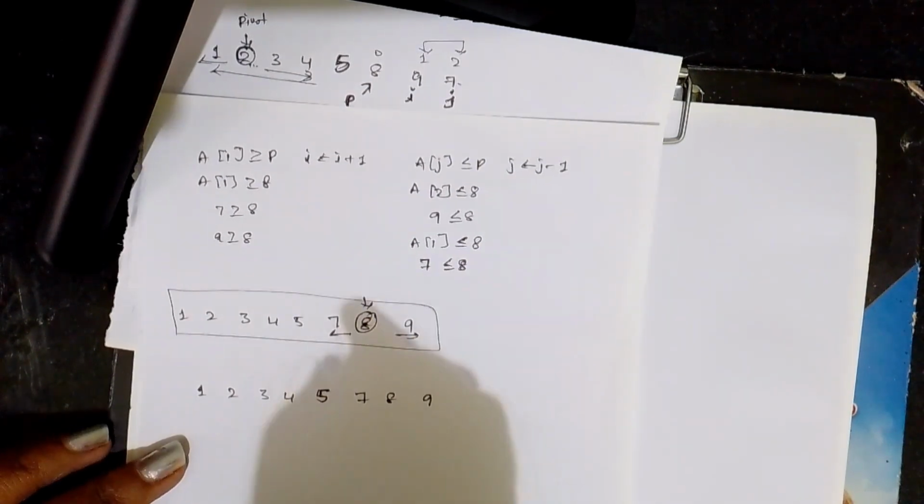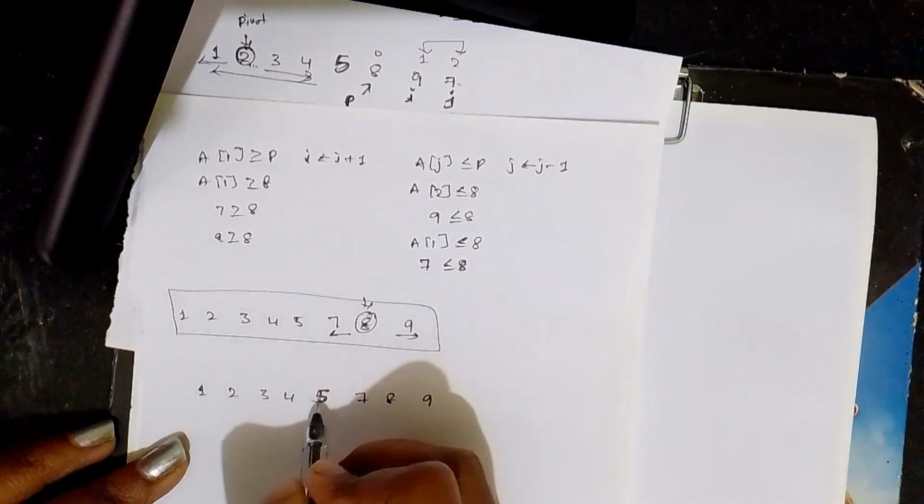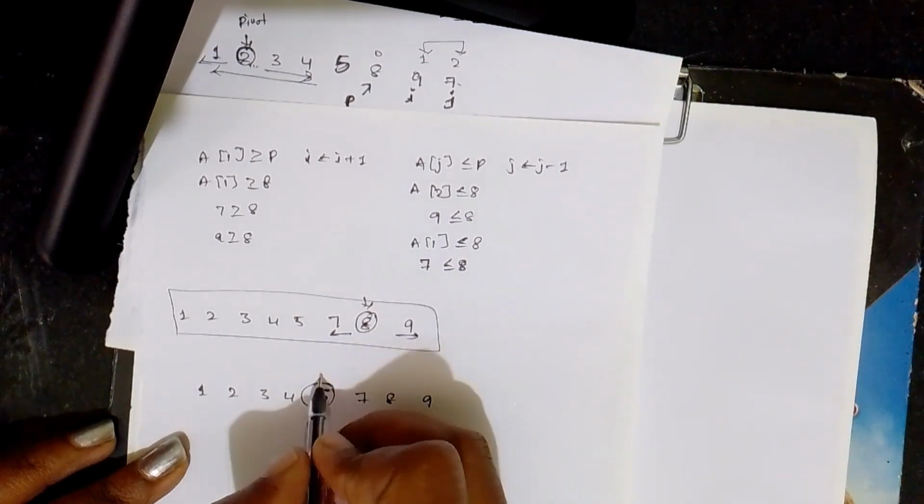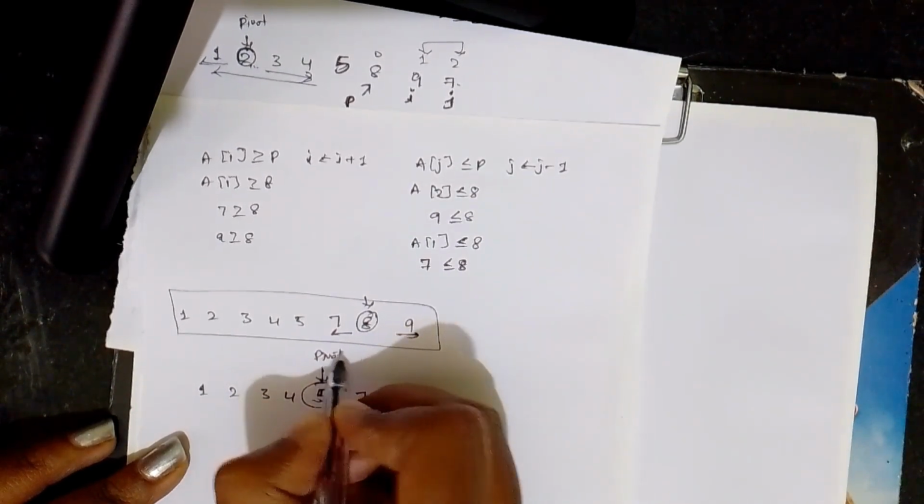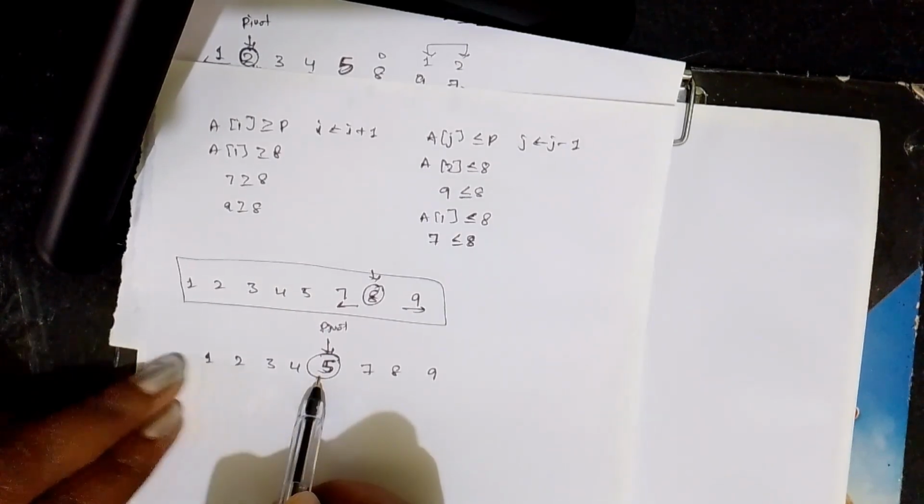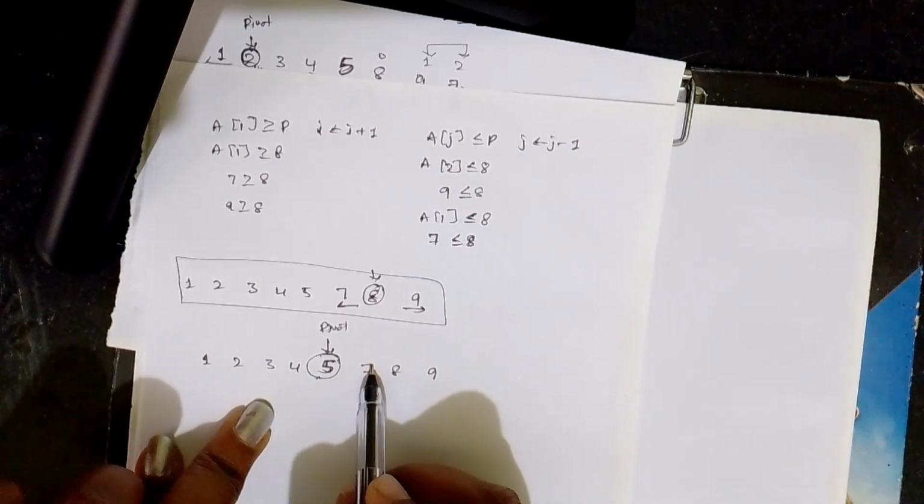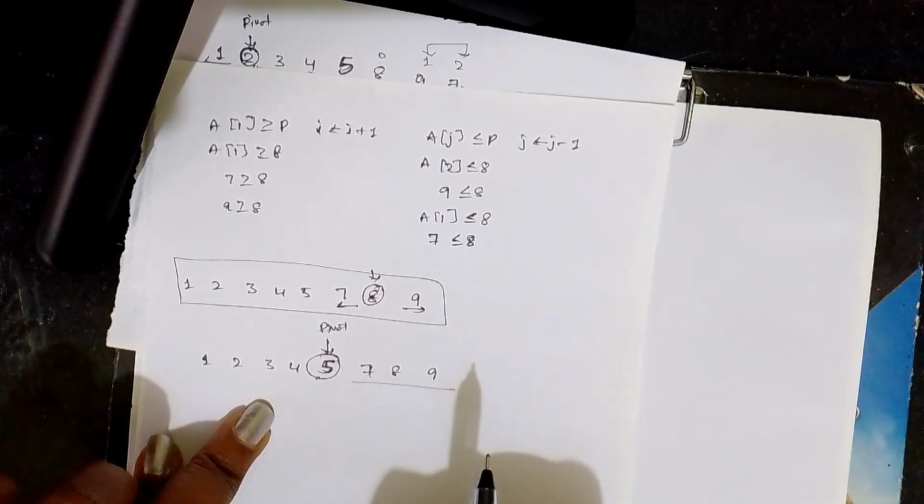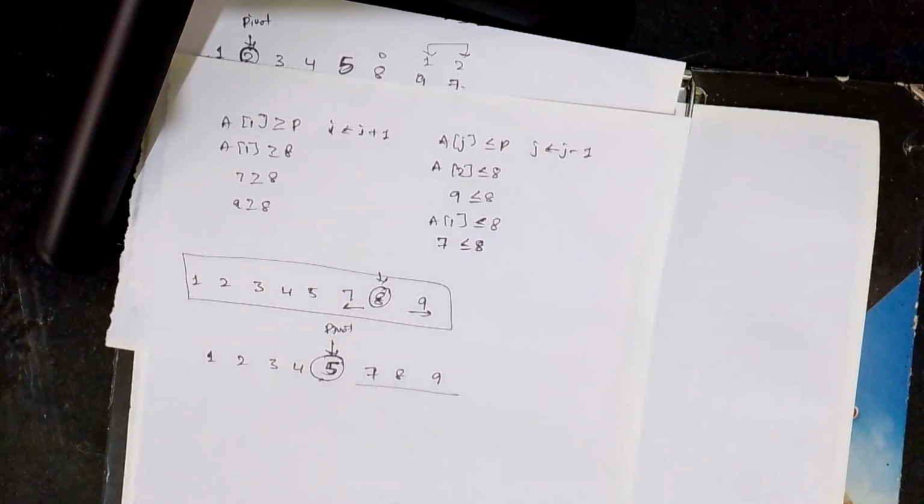In the first pass we have this as our pivot element, right? This is our pivot element. We have arranged all elements which are less than the pivot element at the left side and the greater elements at the right side, right? This is how quicksort works.